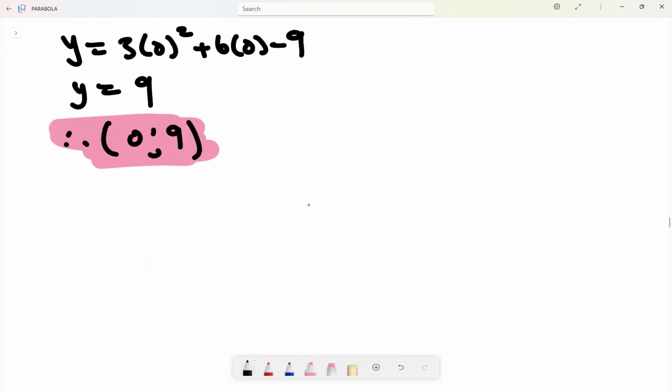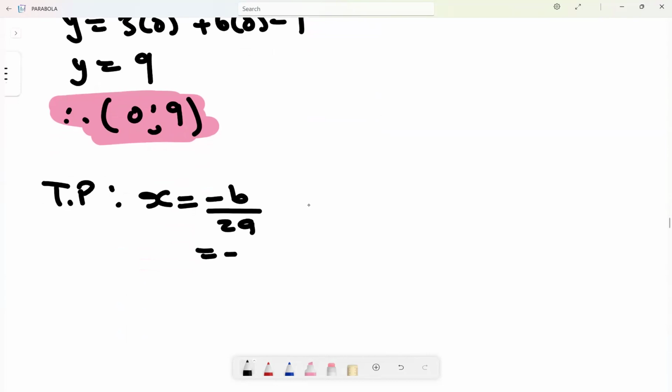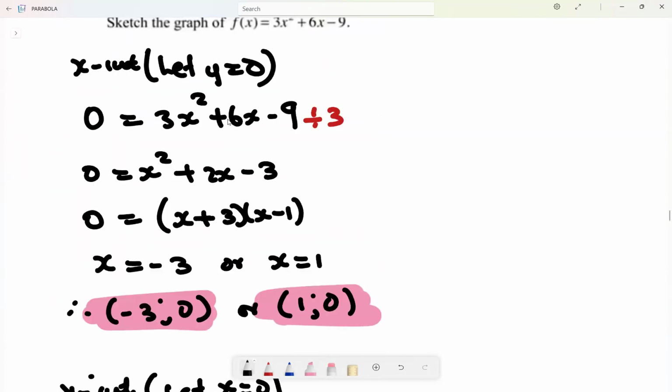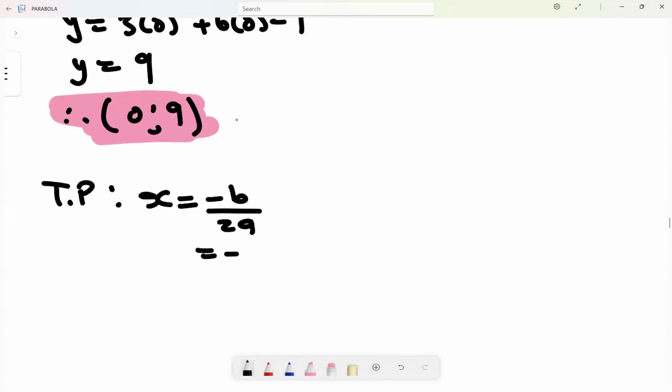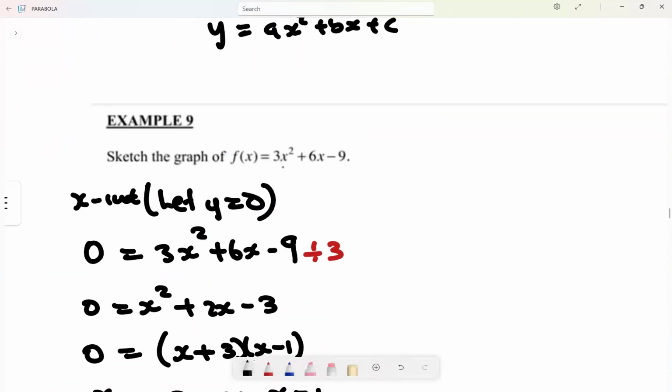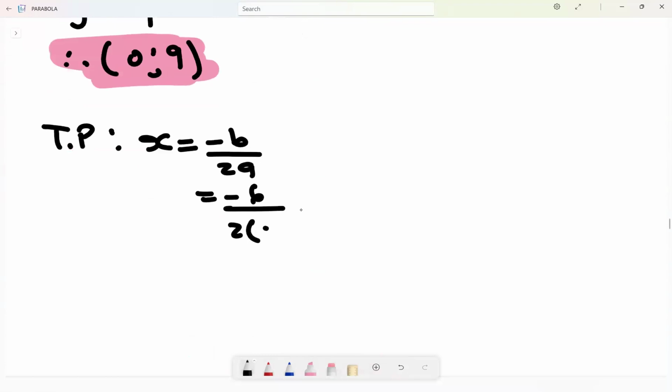And then how do I find my turning point? Remember, the x coordinate of the turning point is equal to negative b divided by 2a. Then what is negative b? B is 6. I get negative 6 divided by 2 times a. A is 3. I get negative 6 over 6, and then I get the x value as -1.